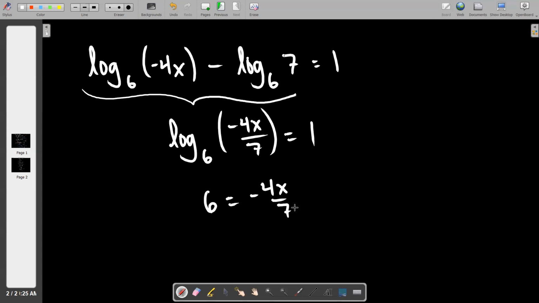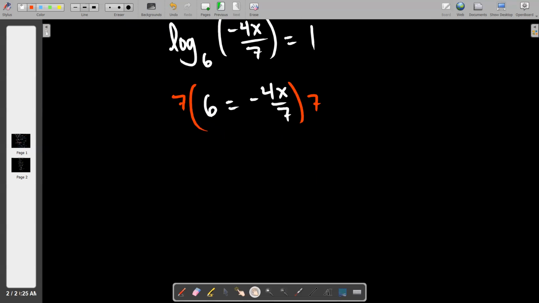So let's talk about way back in time. How do you solve an equation like this? Yeah, you got to multiply both sides by 7. And so we wind up with 42 equals negative 4x. And then, of course, we divide both sides by negative 4, which gives us x equals 21 over 2, so negative 10.5.